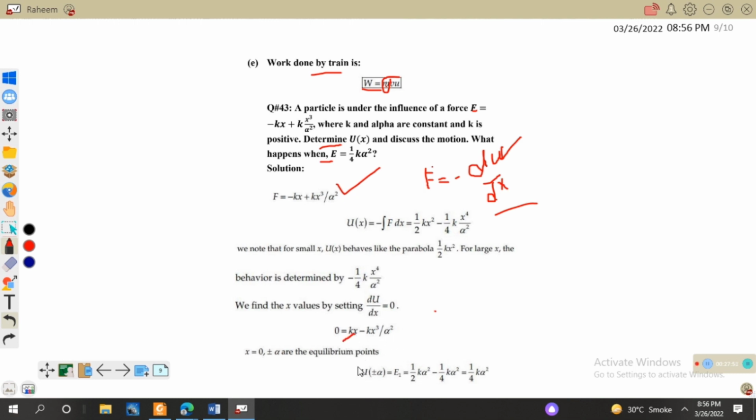So this will give the value of x equal to 0, plus or minus alpha, the equilibrium points. If we are interested in finding the value of potential energy at those equilibrium points, we put in the values of x one by one, first x equal to 0 and then x equal to plus or minus alpha. The potential energy at plus alpha will be E1, and similarly for the second, E2, the first and second equilibrium points, and x equal to 0 will also be an equilibrium point.